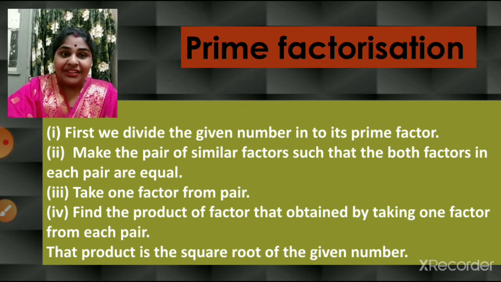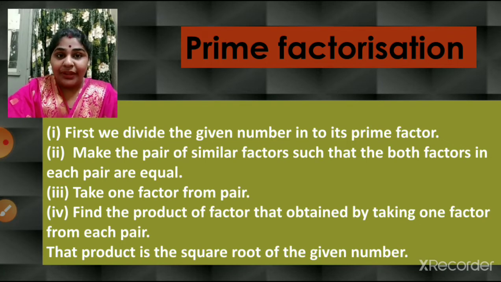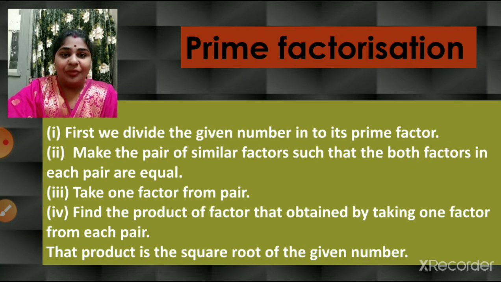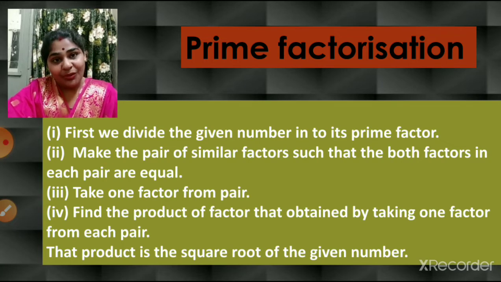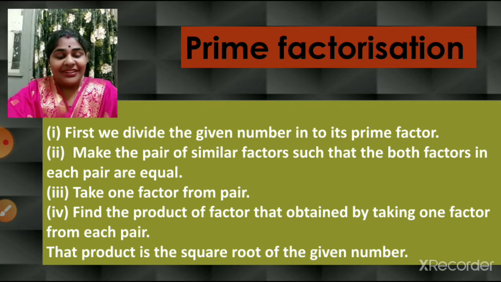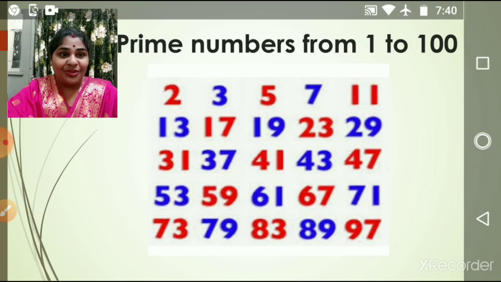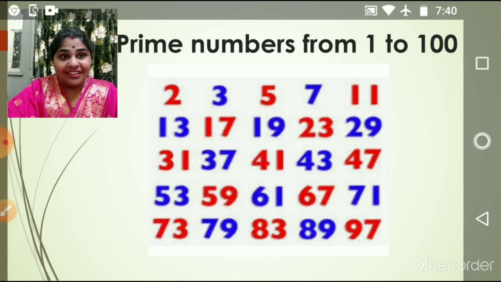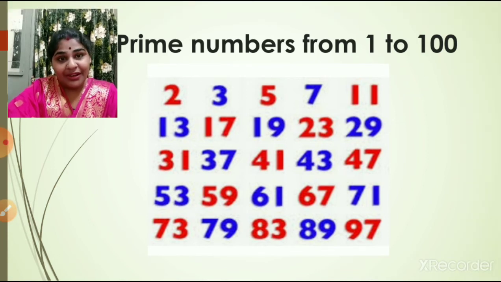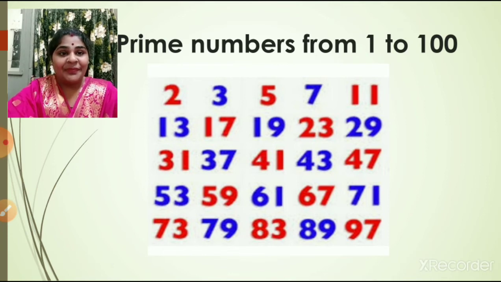Next one is make pairs of similar factors such that both the factors in each pair are equal. Third is take one factor from each pair. Then find the product of the factors obtained by taking one factor from each pair, and that product is the square root of the given number. So let us see how actually to solve this. Before that, these are the prime numbers from 1 to 100, children. At least these many prime numbers you should be aware of.